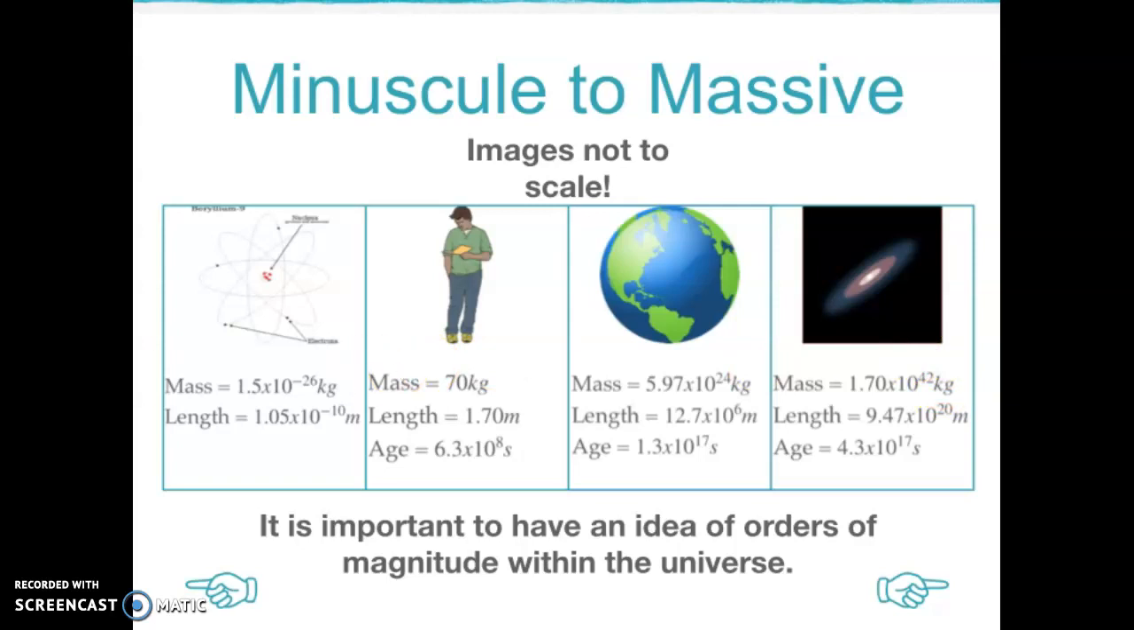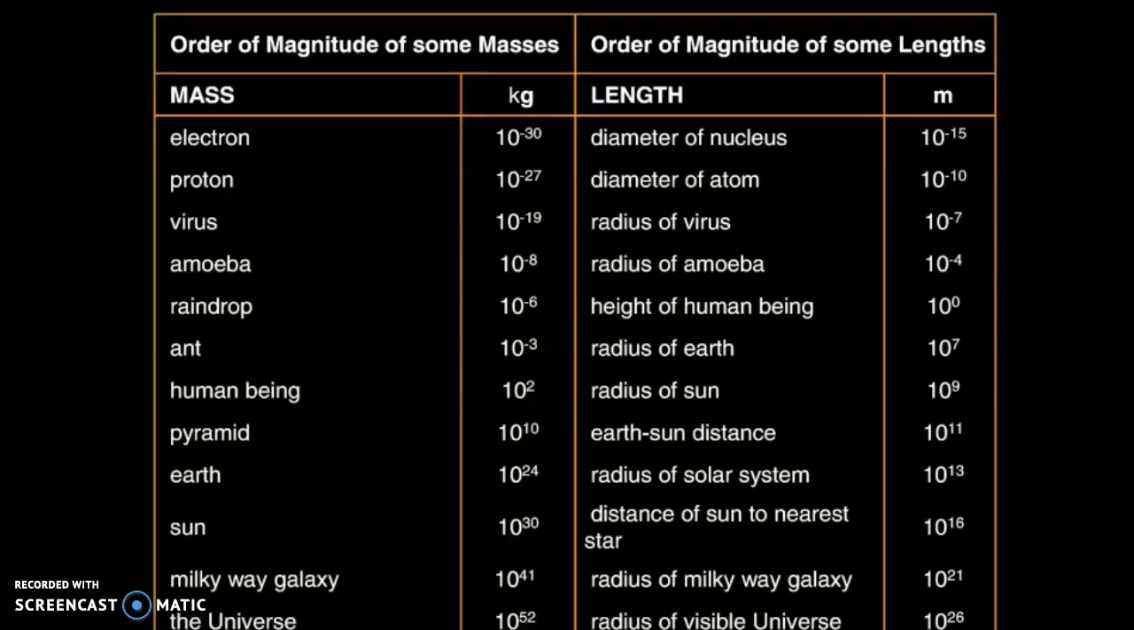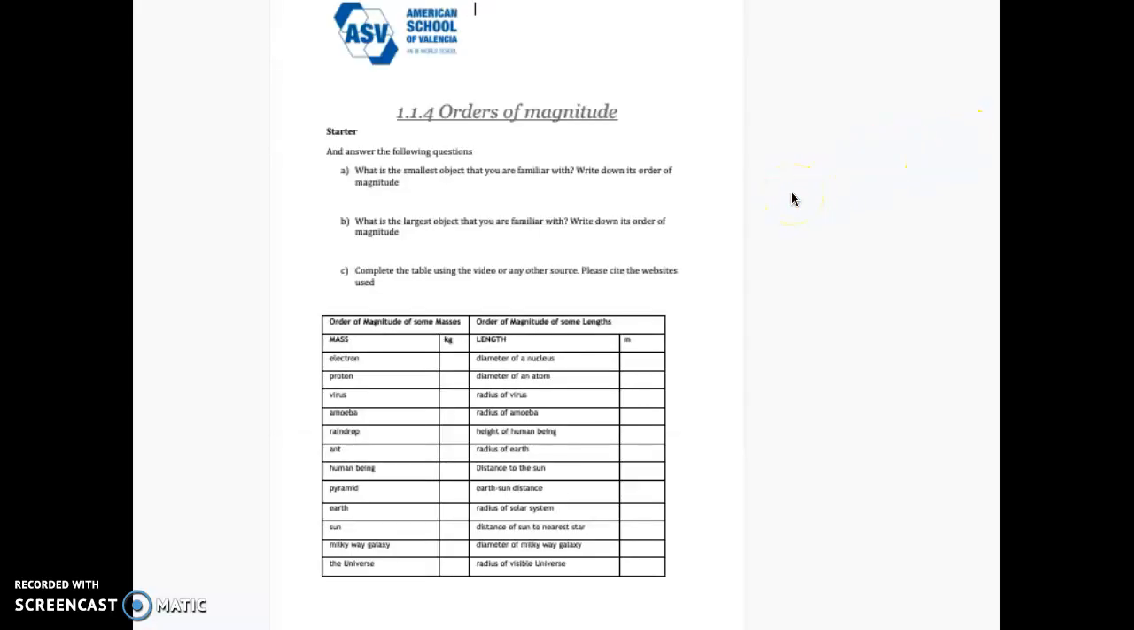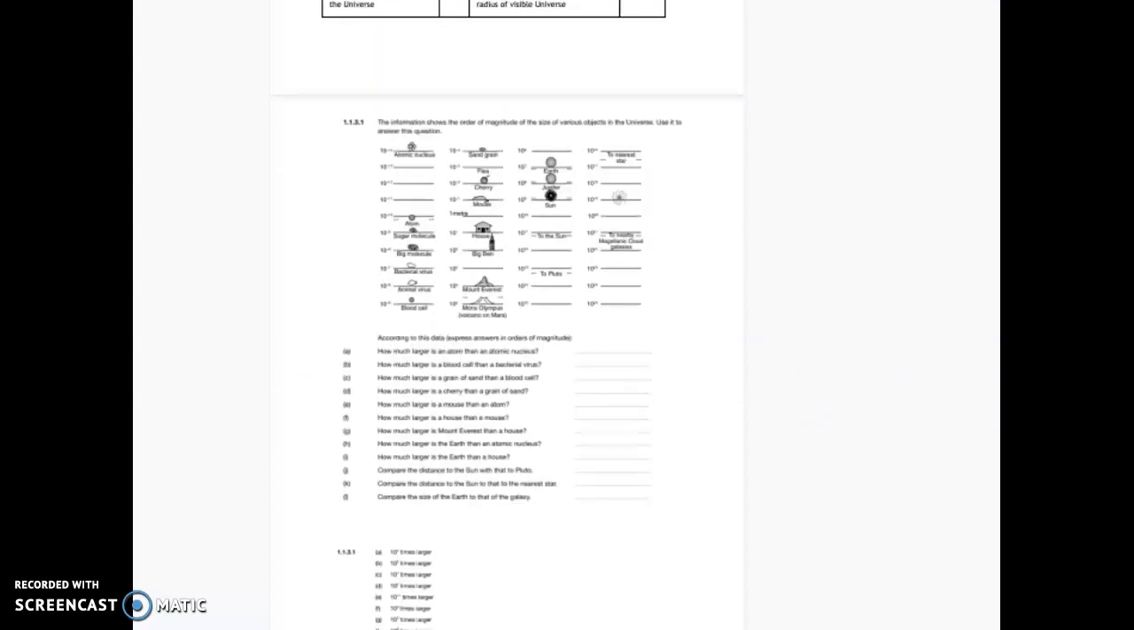Now, the IB requires you to have an understanding of orders of magnitude for masses and for lengths. And so for your assignment 1.14, you have to take some notes from the information that I'll give you. And there's kind of two parts to the work. Firstly, just basically taking down some data and writing down some orders of magnitude for different things, but then taking a bit of a guess about the order of magnitudes for a couple of other things.